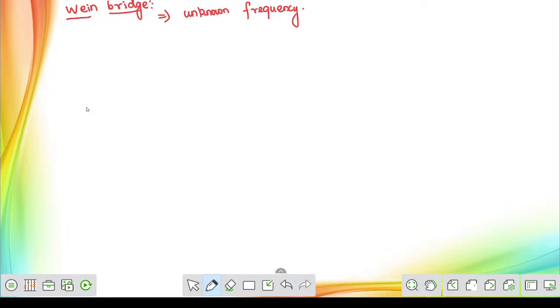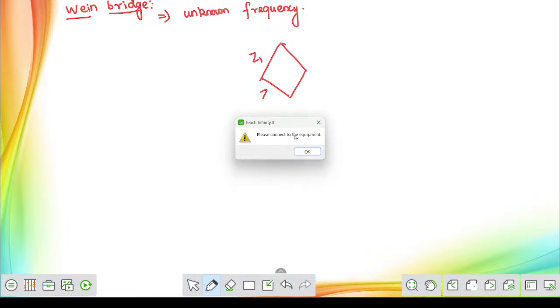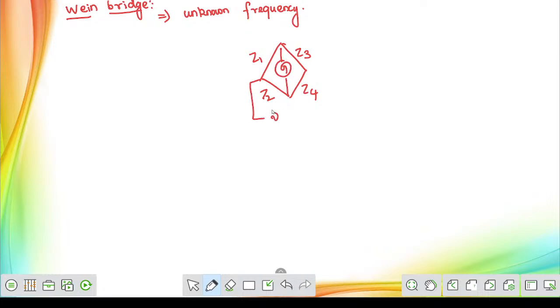Now, what is the formula? You can take the same bridge structure. I am not going to change the bridge structure. As usual, they will give four cross arms, and in the four arms they will give all the data clearly: Z1, Z2, Z3, Z4. All the arms will be given, and here we are connecting our measurement device, and here will be our external source that we are connecting.